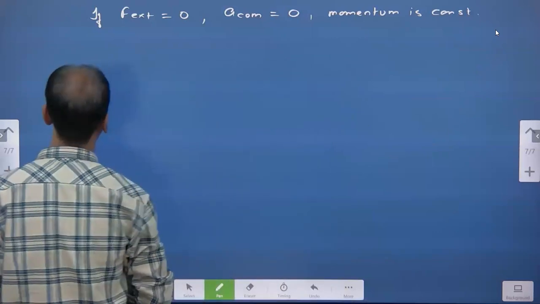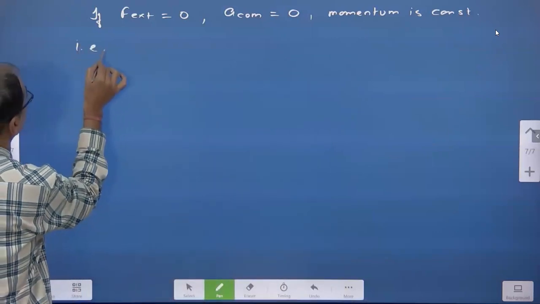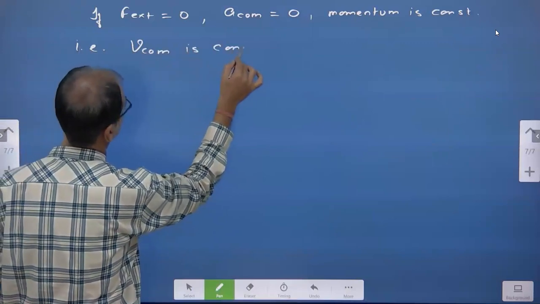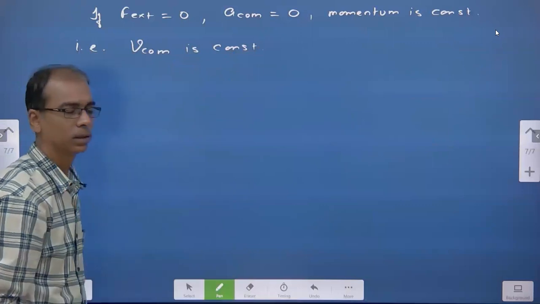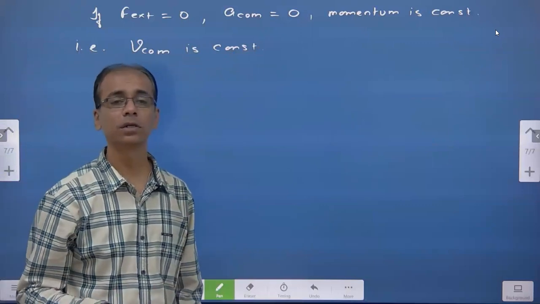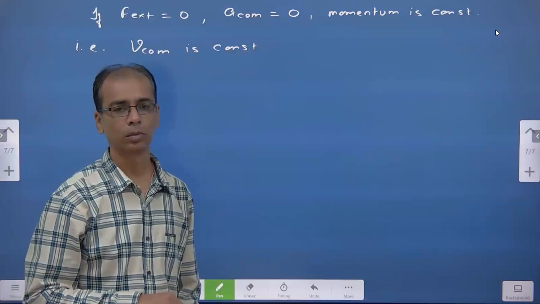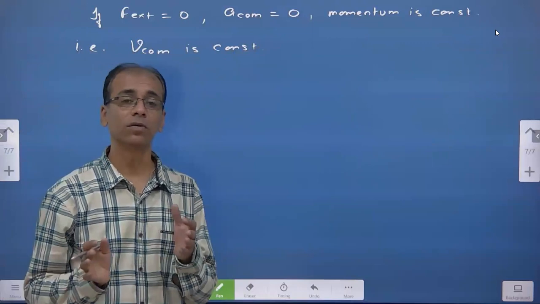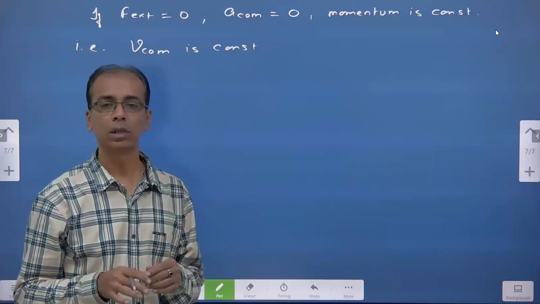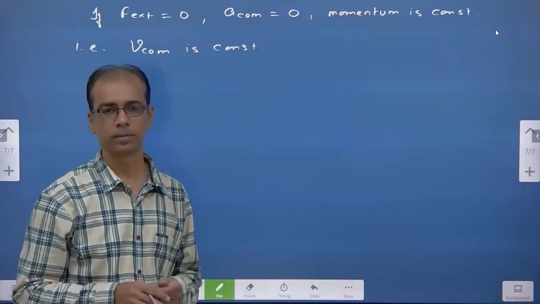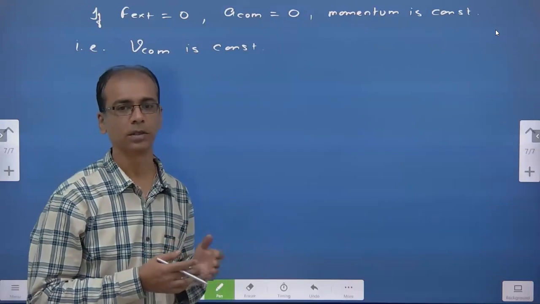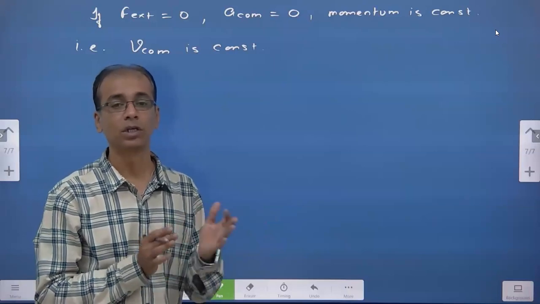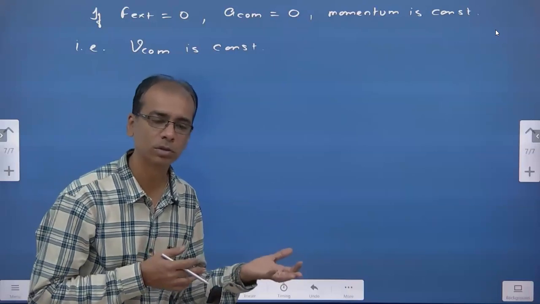Momentum is constant, that means velocity of center of mass is constant. Perfect. But suppose velocity of center of mass is 0. Then it will remain 0 only. That's what we saw in the previous cases, like the bullet and the pistol. Initial momentum was 0, so final momentum is also 0.